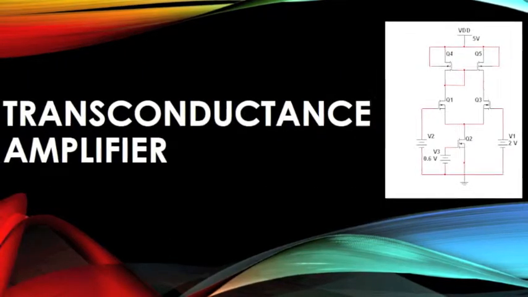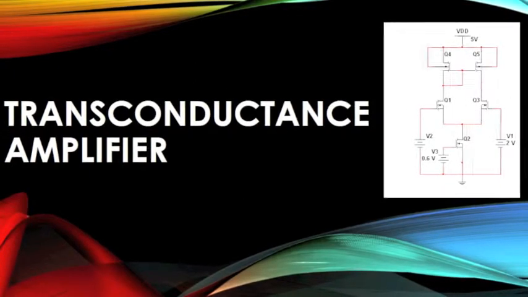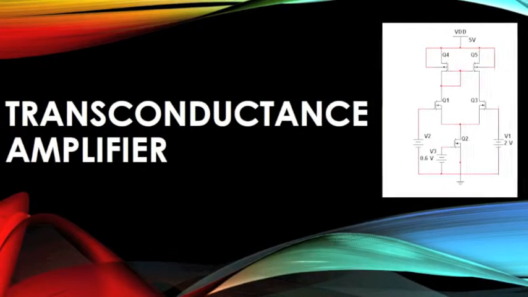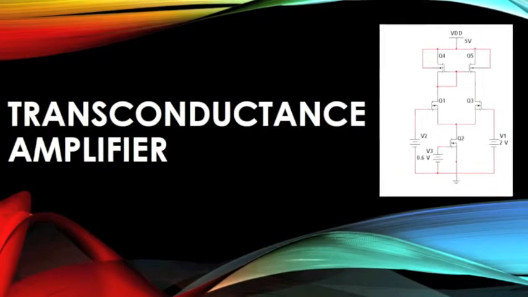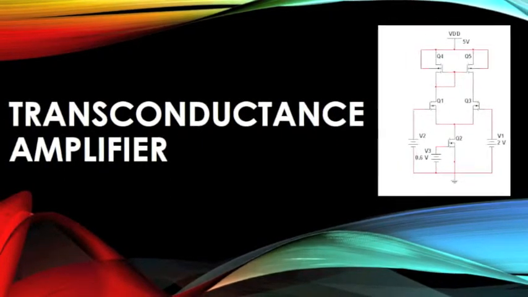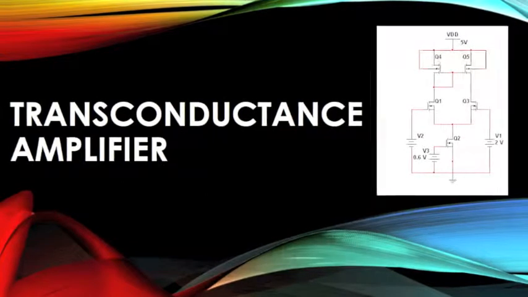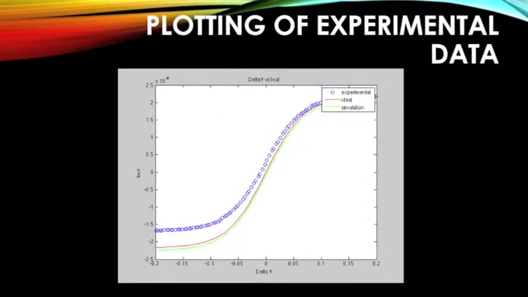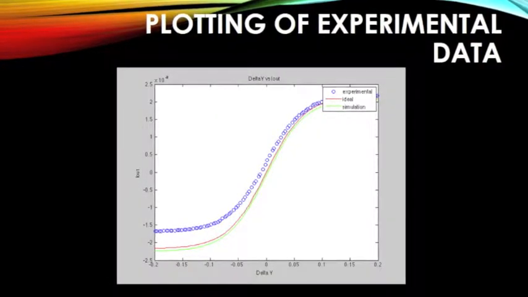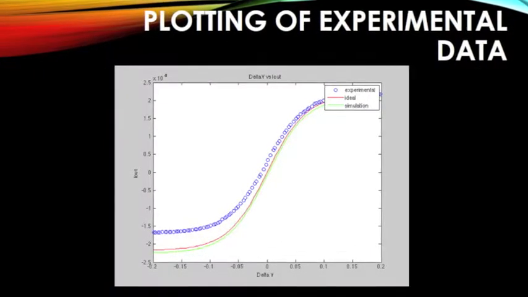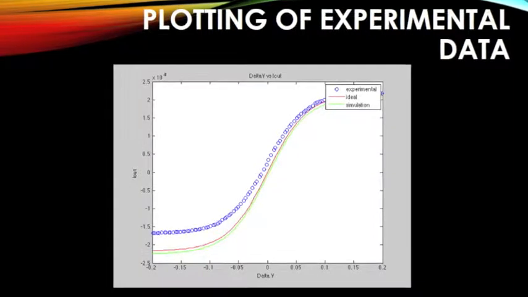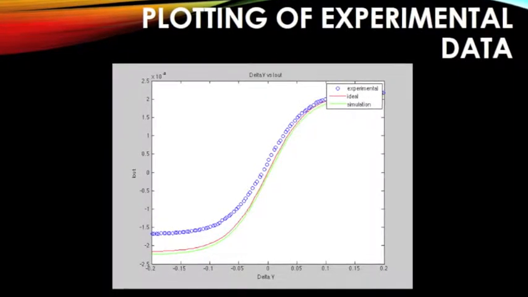Moving on to the transconductance amplifier. A transconductance amplifier typically has a current mirror attached to a differential pair amplifier. This graph shows the experimental data, the simulation, and an appropriate curve fit for the IV graph of the transconductance amplifier.